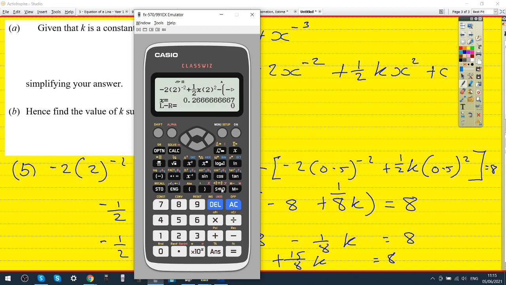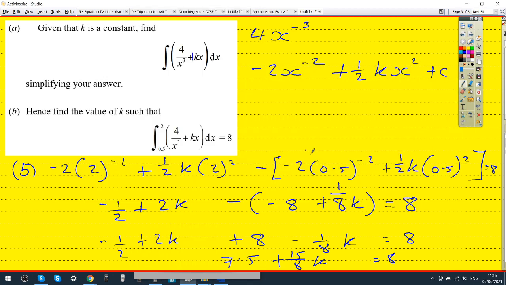Maybe I went wrong somewhere. Answer: 4 over 15? Yep. So k equals 4 over 15. That's great.